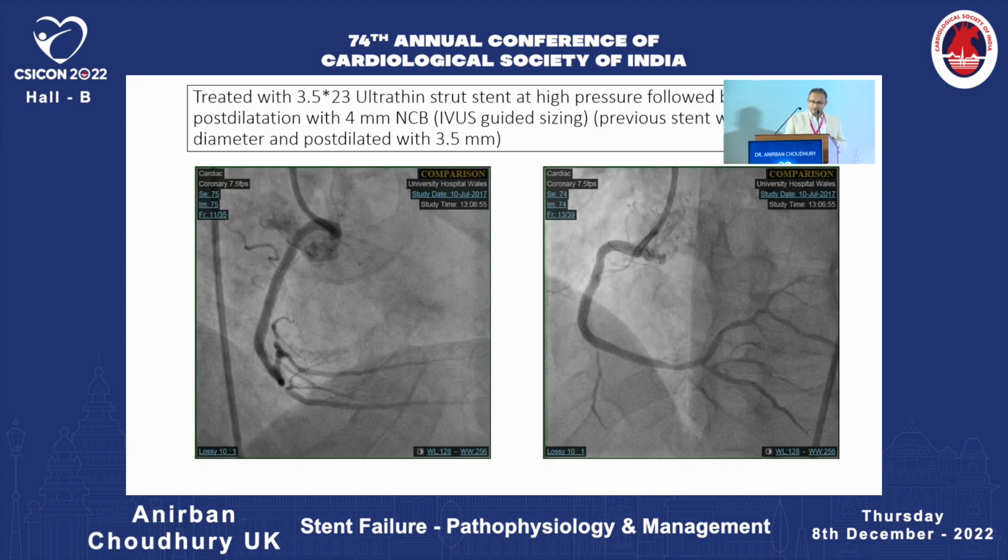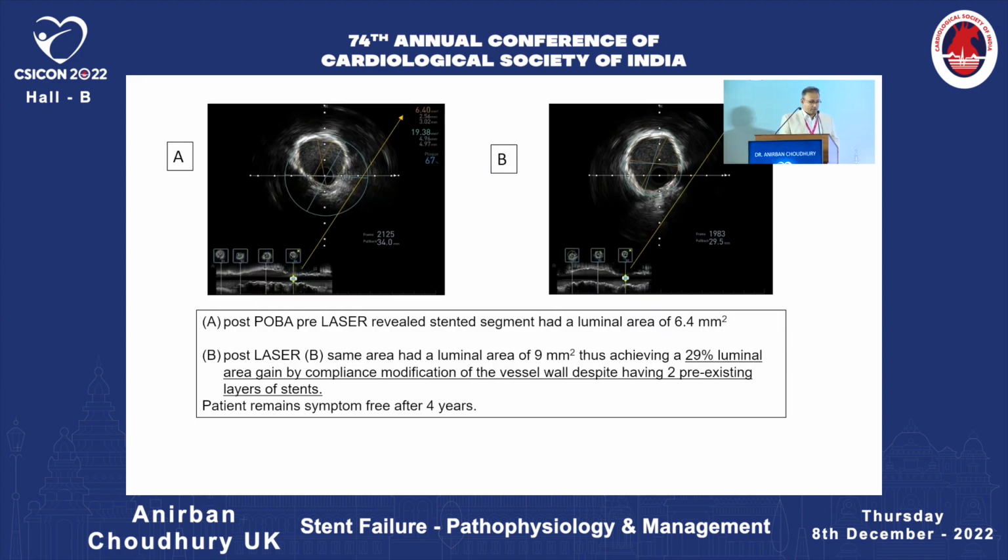And we put a 3.5 stent and post-dilated with a 4 millimeter balloon as per the vessel size. The previous stent was a 3 stent which was stretched to a 3.5, and surprisingly has done well for 4 years. And this basically goes to show the IVUS. This is before, when we IVUSed after aggressive dilatation, you find a minimum stent area of 6.4, but after laser and after the further layer of stent it is 9. So despite having 2 layers of stent, we have successfully managed to modify the background substrate with nearly a 30% increase in the minimum stented segment.